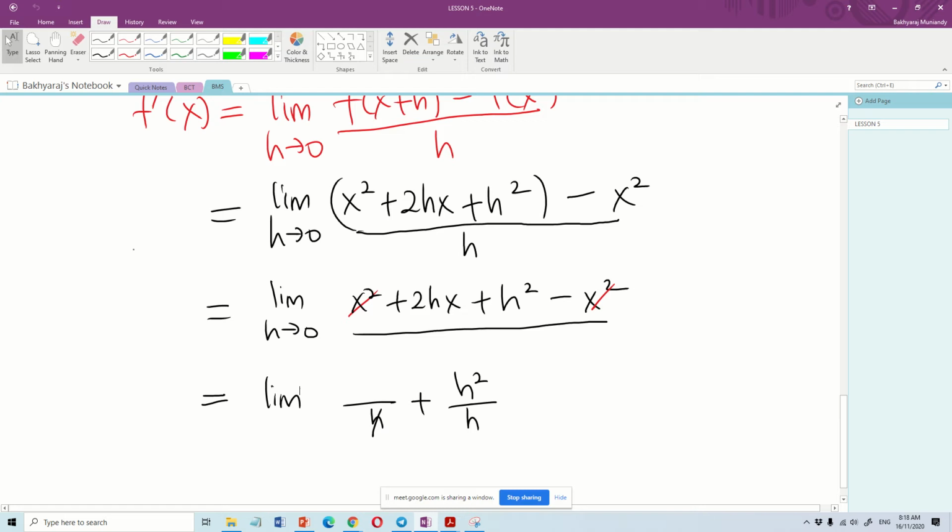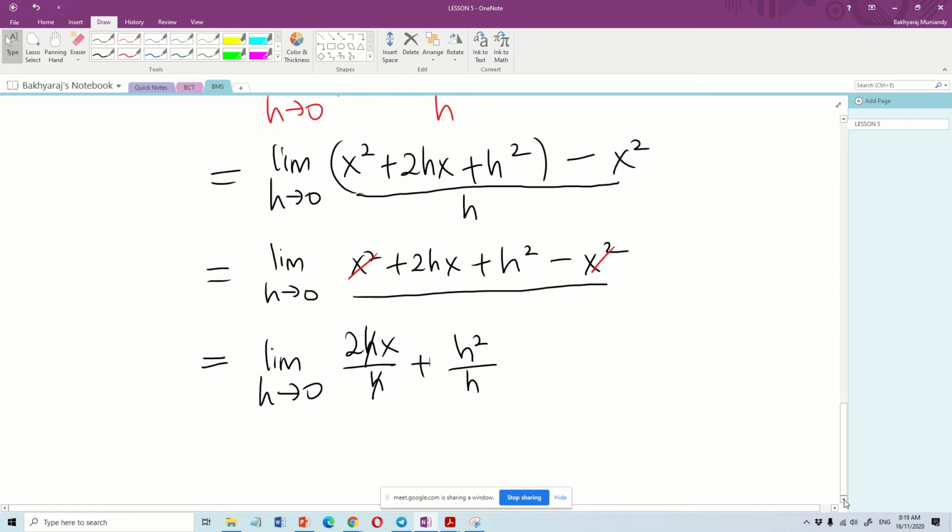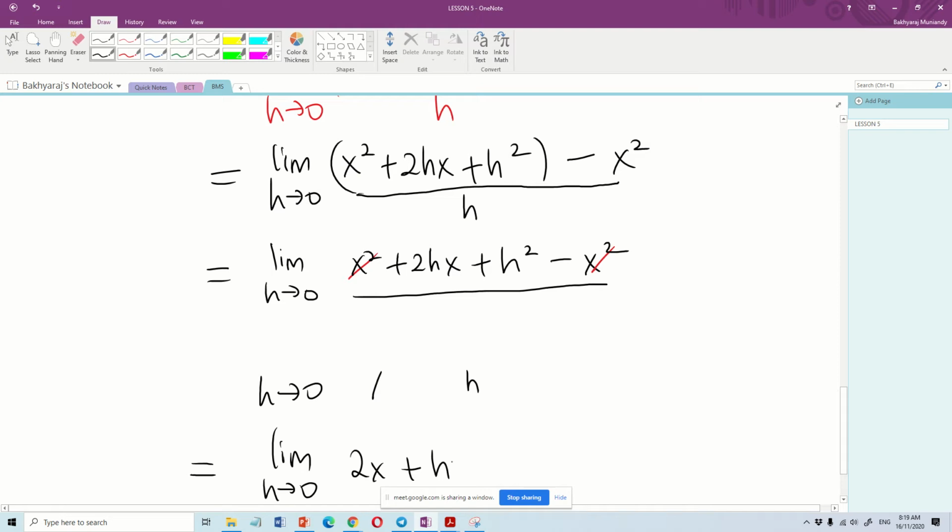Okay, I don't know what happened here. Suddenly missing lah. Tak apa, saya copy balik. Limit h approaches 0. Okay, so now what you have? Apa kita ada sekarang? Correct. So now we have limit h approaches 0, we have 2x plus h.